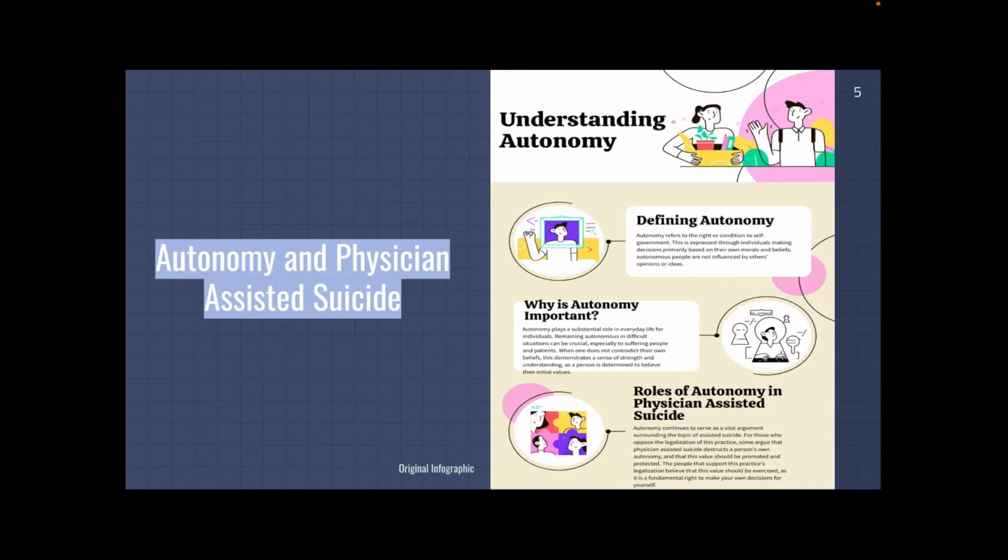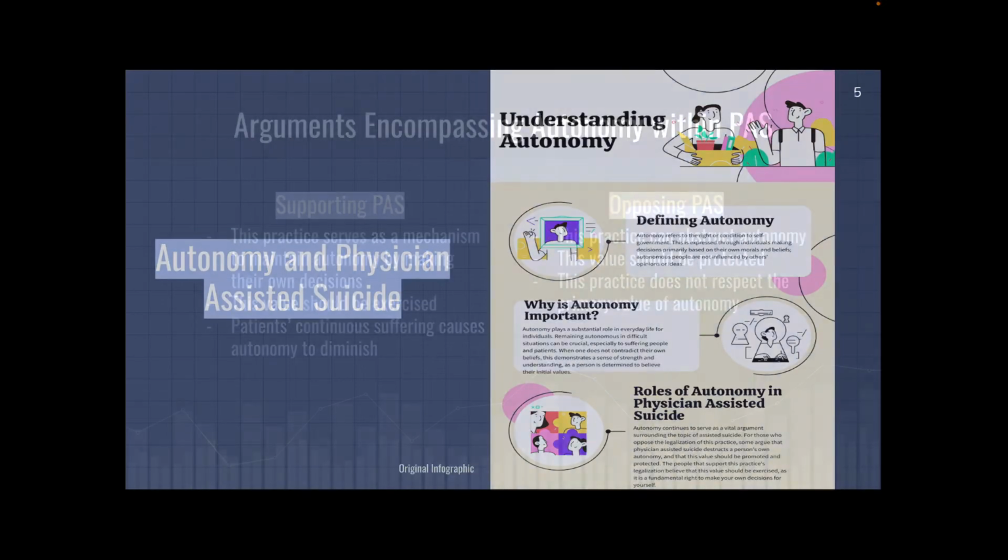And remaining autonomous in these situations demonstrates a sense of strength and understanding of one's condition. Lastly, the infographic explains the several roles of autonomy in assisted suicide, such as some believing this value should be promoted, while others believe it should be exercised. So these viewpoints will be further discussed in the next slide.